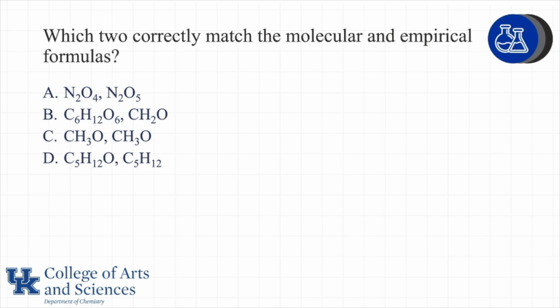Which two answers correctly match the molecular and empirical formulas? If I look at N2O4, its empirical formula should be NO2 because both of those subscripts are divisible by 2. For C6H12O6, each of those is divisible by 6, so we get CH2O, so that one is a correct choice.